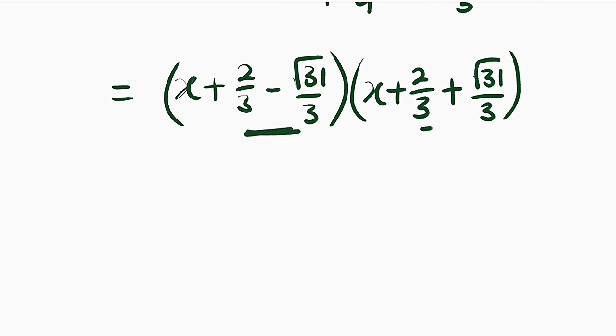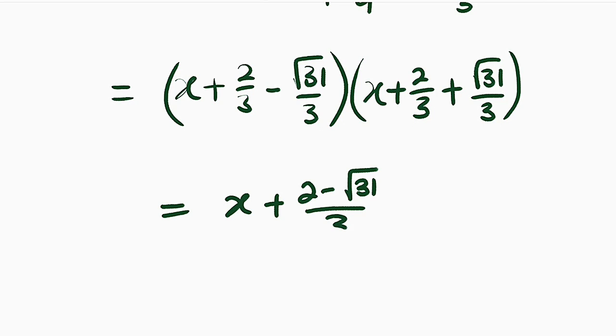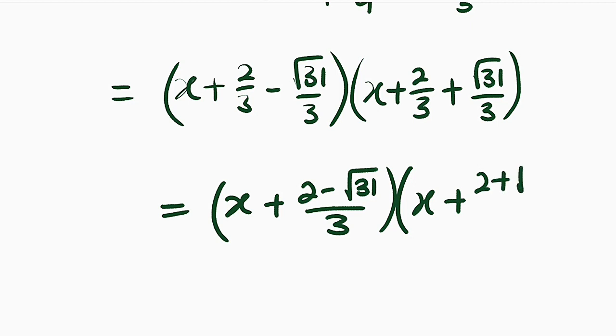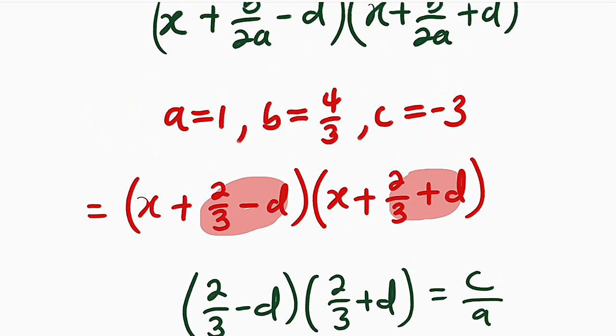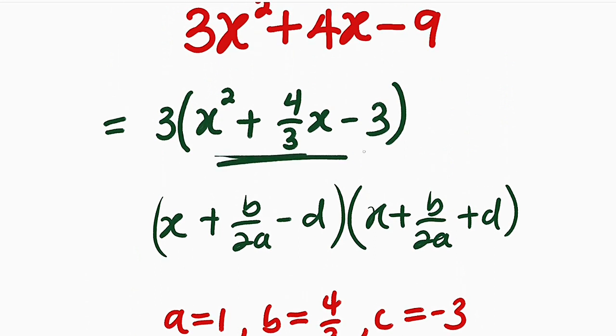Since we have common denominators here, you can combine the two fractions. So this is (x + (2 − √31)/3) multiplied by (x + (2 + √31)/3). But remember that this is just the factorized form of the quadratic expression given here, and we still have 3 outside. Therefore, we can multiply those factors with 3.